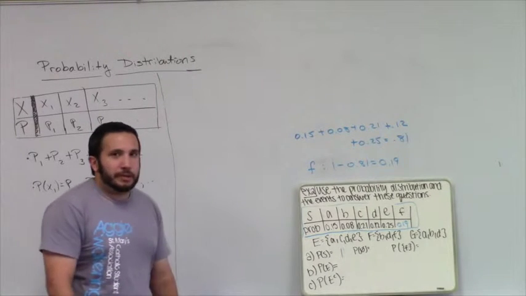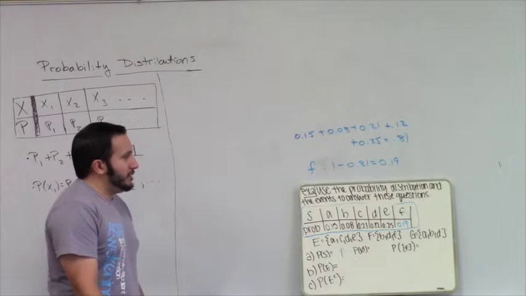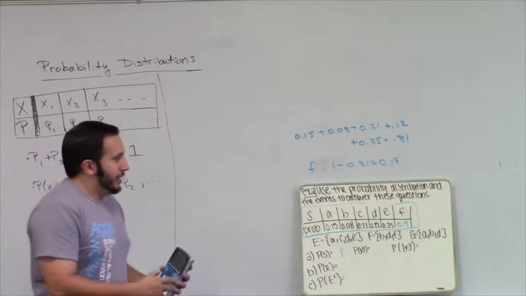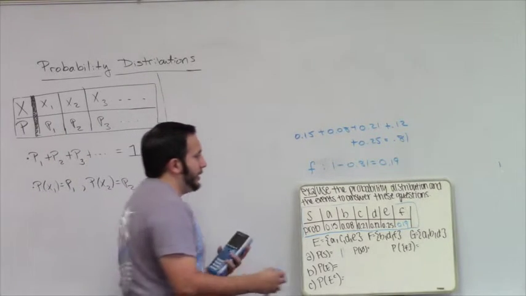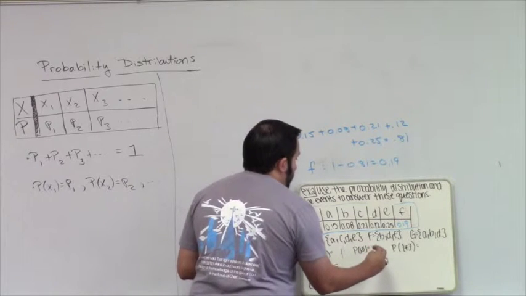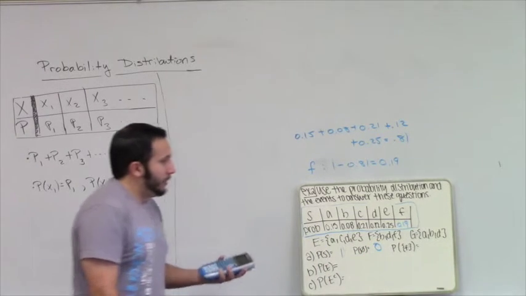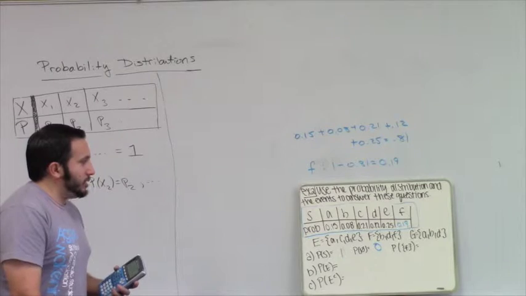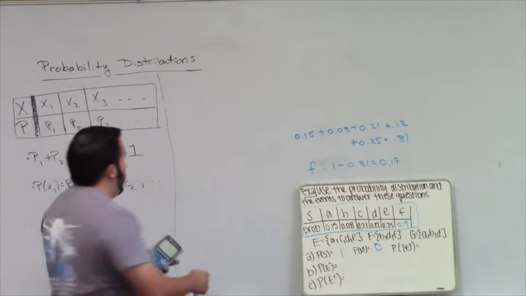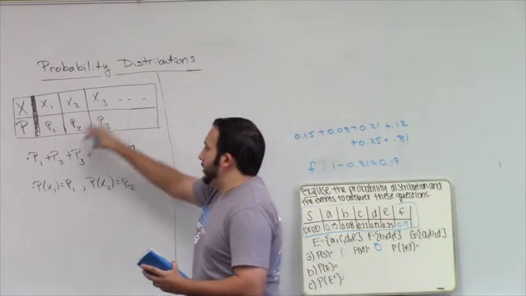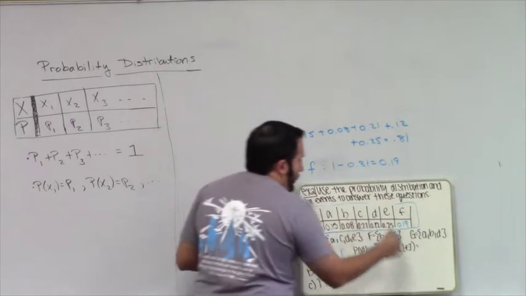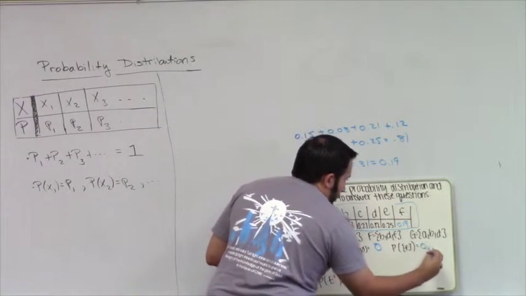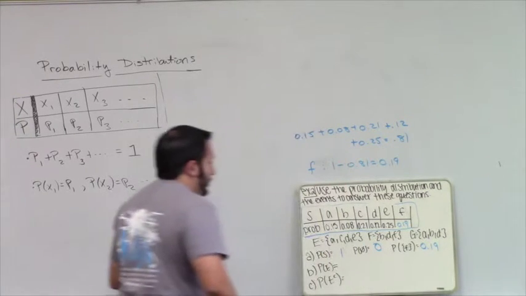But what's the probability of the empty set? Well, go back to sets. What is the empty set? The empty set is just a set with nothing in it. So if there's nothing in it, the probability of that is going to be 0. Let's take a look at the next one. What is the probability of F? If you want the probability of anything, the probability of F is just going to be the probability underneath it, which we found earlier to be 0.19.